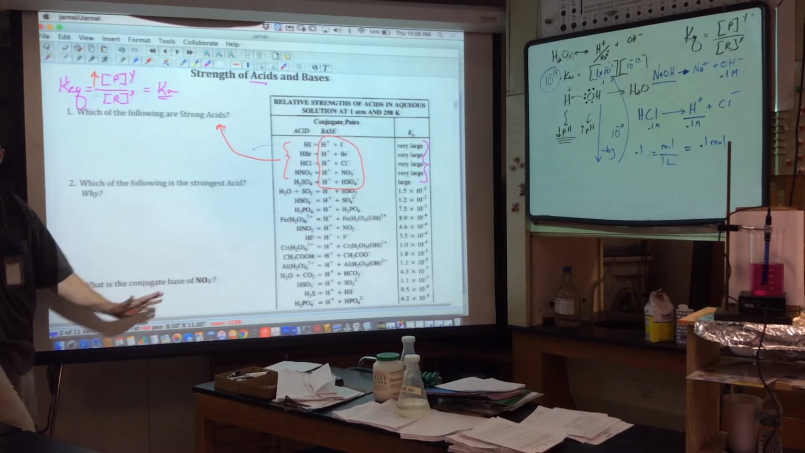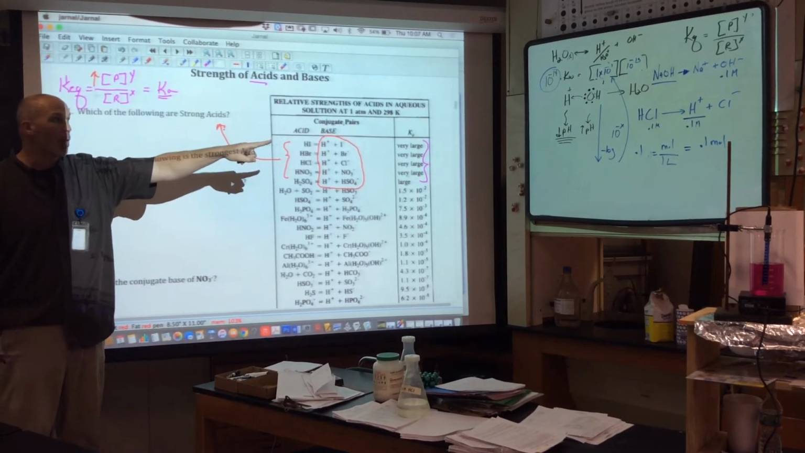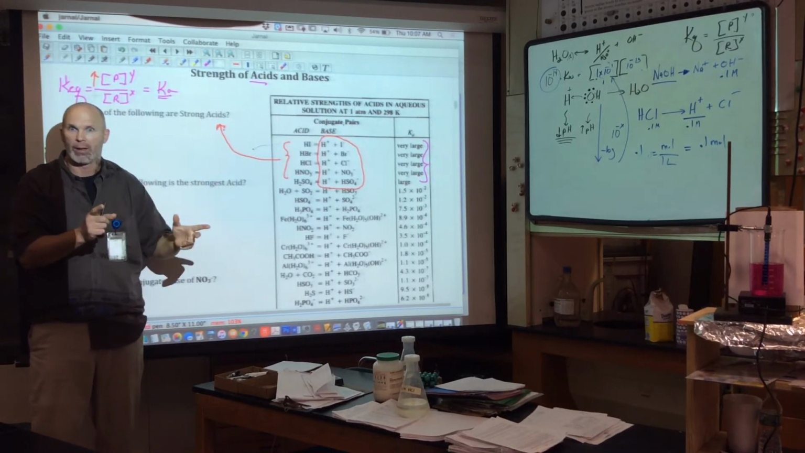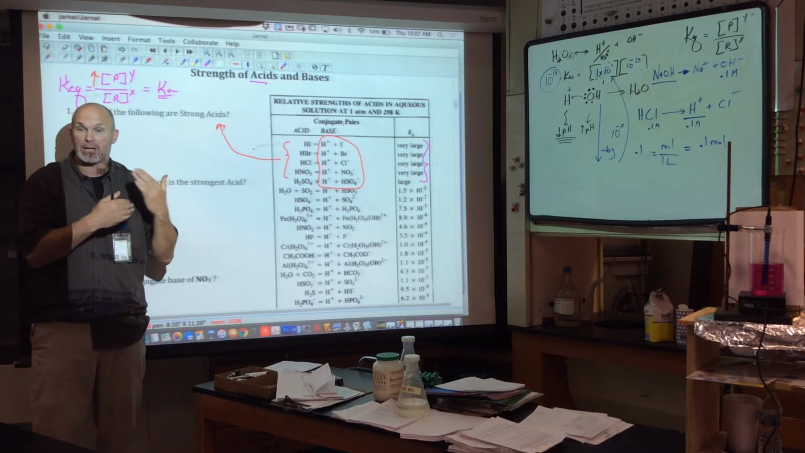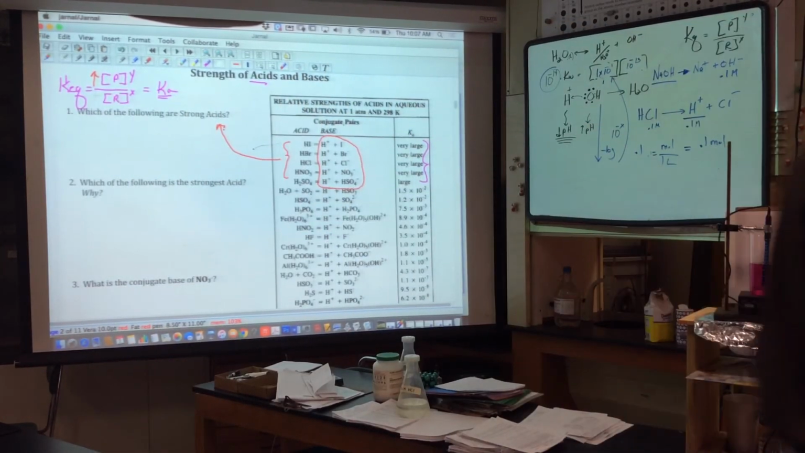Strong bases completely dissociate. Hey, how did we start our day today? I made 0.1 molar hydrochloric acid. Give me a pH of what? 1. Because I assume that every HCl completely dissociated and the concentration of the H plus was the concentration of the strong acid. That's what last night's homework was about.